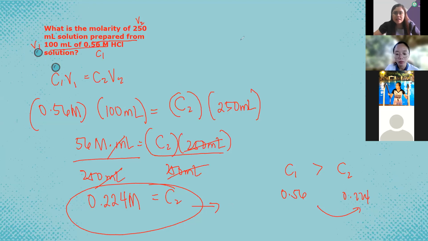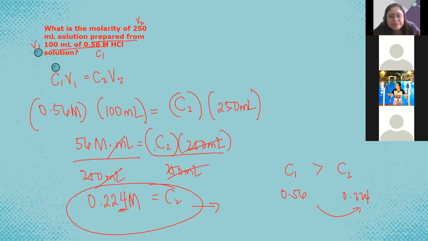So let me check your submissions again here. 0.224 or 0.22 molar. Okay, so yeah, you got the correct answer. Why is there 0.22? And why is there 0.23? You cannot round this off to 0.23 because this is 4. Right, if the digit does not reach 5, we don't add 1. Okay. So, 0.224.